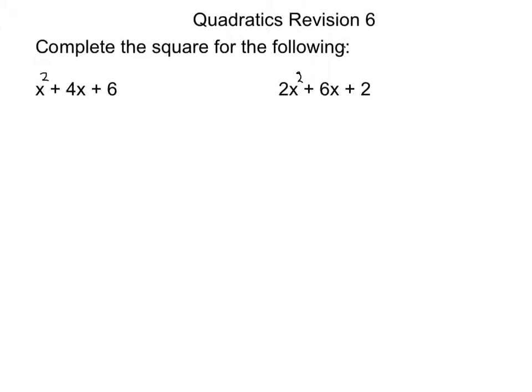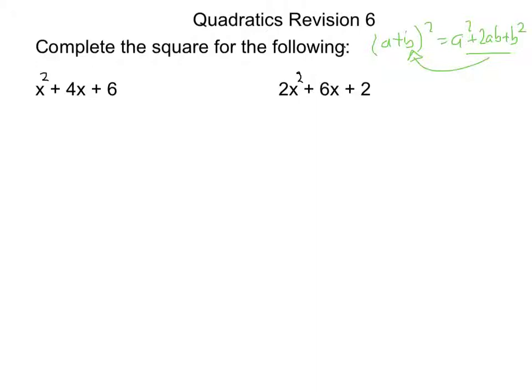Now, completing the square. If we remember, a plus b all squared, if we were to expand that out, would be equal to a squared plus 2ab plus b squared. What we want to do is take this expanded form and turn it back into a factorised form of a perfect square. Now, with the questions we have here, that's not going to happen easily. We have to manufacture it.